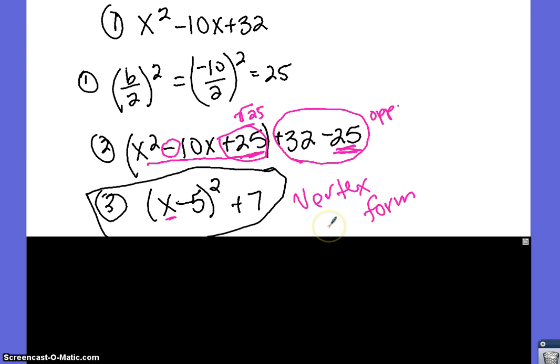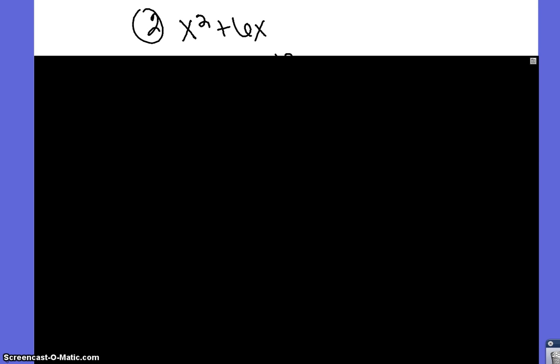And I can either plug it in the calculator to graph, or I will show you in class how we can actually graph it without using a calculator and using the vertex. Okay, so let's look at another example. Well, let's look at problem 2. Problem number 2 says I have x squared plus 6x.